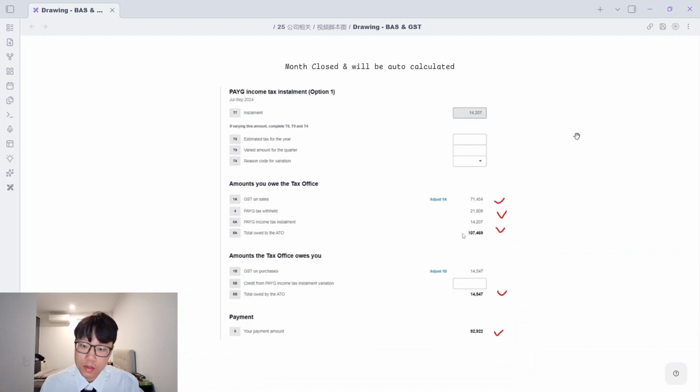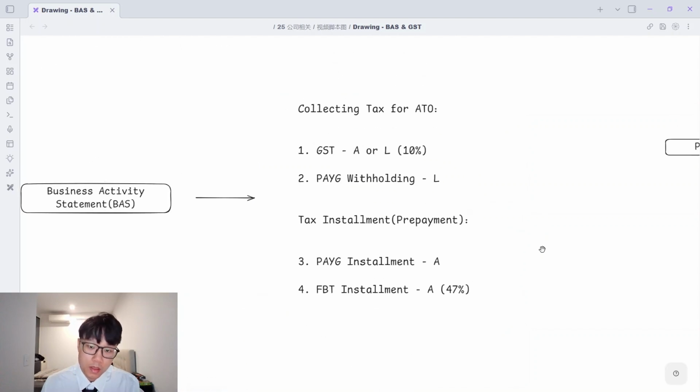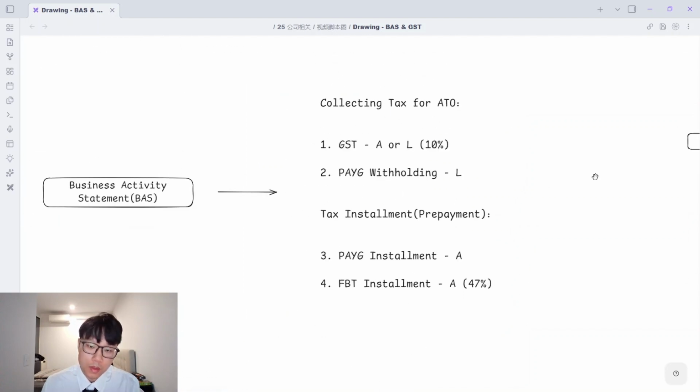So how are we gonna do it? Actually, if we're using any accounting system, we can do it very easily in Xero. Just open that activity statement and run it. Make sure we have closed this month, we have everything done, all those items will be automatically calculated. Then we get our final payment. So we're gonna be talking about those 4 lines from a reporting perspective.